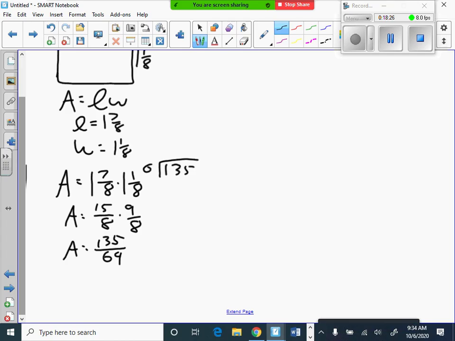135 over 64 becomes 2, which is 128, subtract 7. So 7/64. 2 7/64 inches squared.